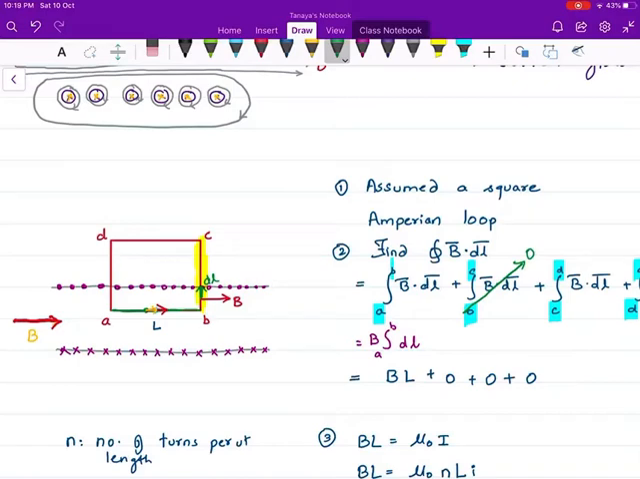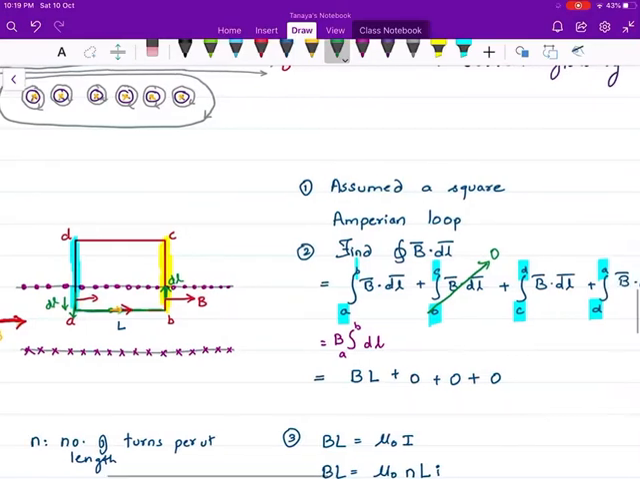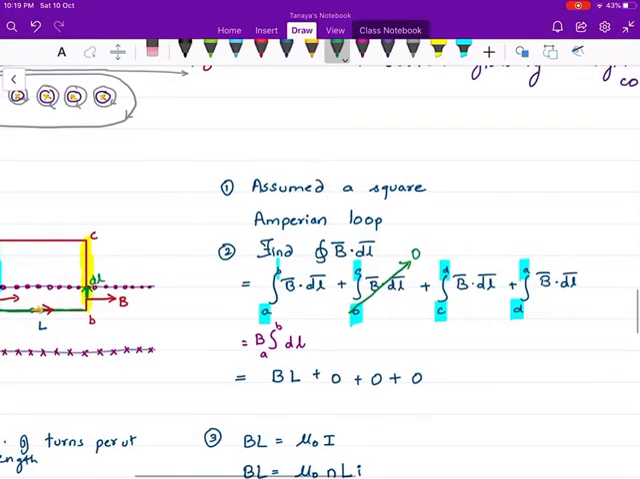Similarly, for this part, from D to A, it is going to be the same thing because B is acting in this direction. DL is acting now in the downward direction. DL is acting downward because we are traversing the loop in the anti-clockwise direction. So DL is downward. Anyways, the angle between them is 90. So the integration from D to A, that is this term, is also going to be 0.